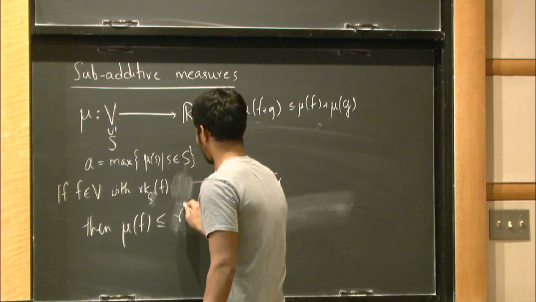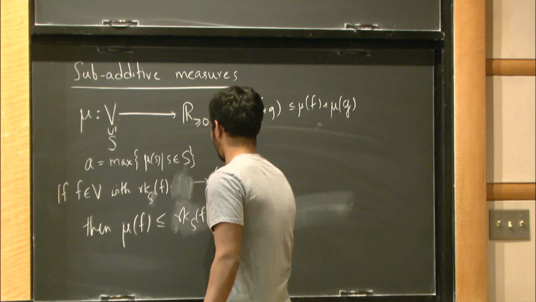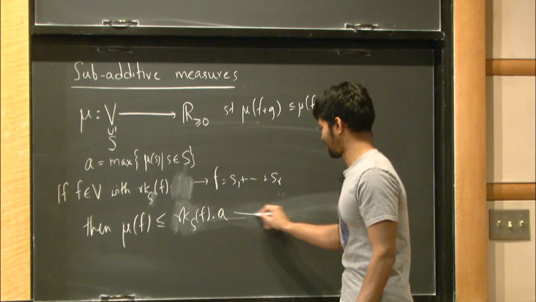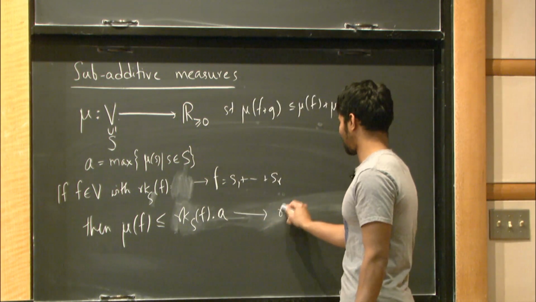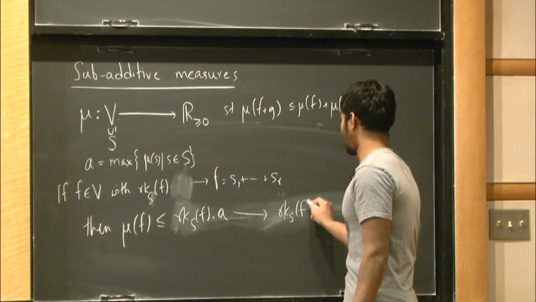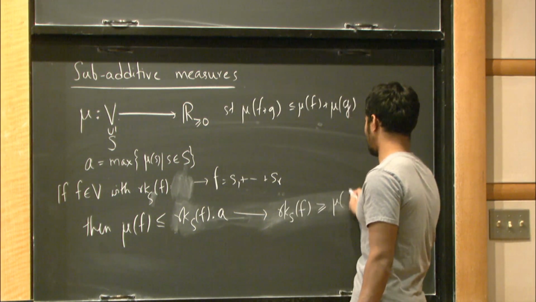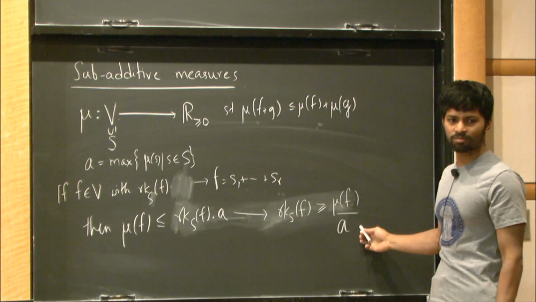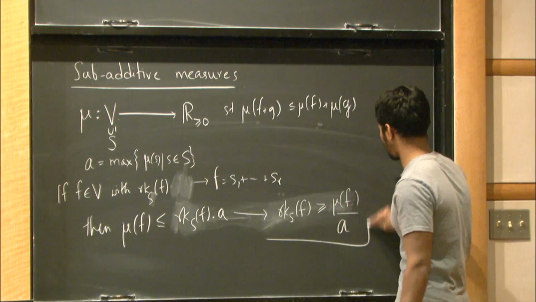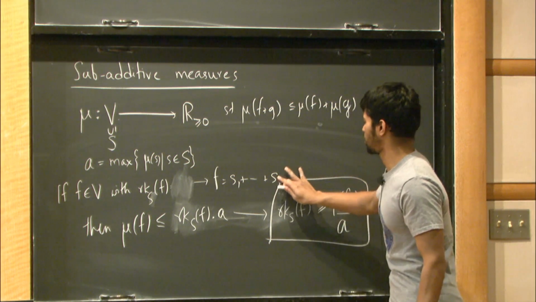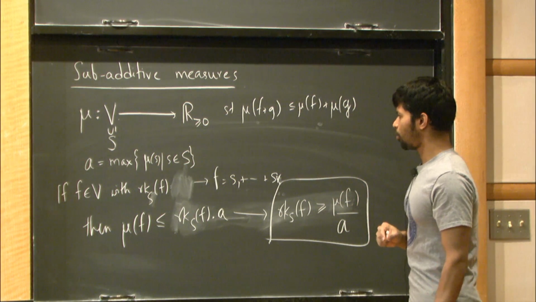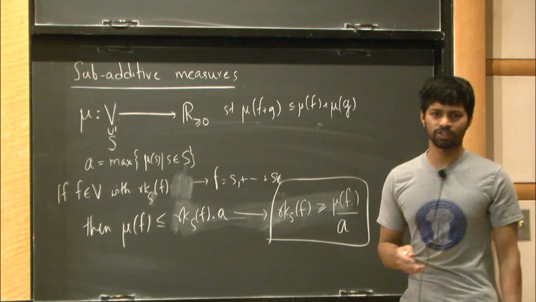Yeah, is less equal the rank times A. Yeah, that's what R was. So I'm just going to rewrite this in a funny way: the rank is larger than whatever the subadditive measure gives you on it, divided by the maximum possible thing you could get by putting something in a simple. Is that clear? Now, where do you find such subadditive measures?